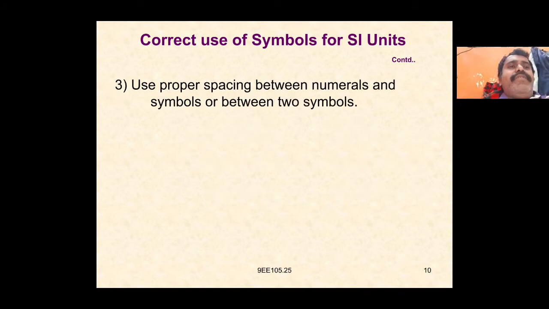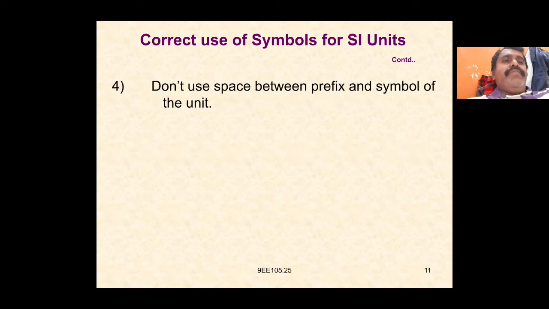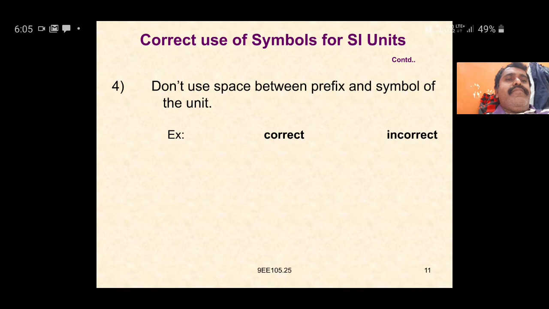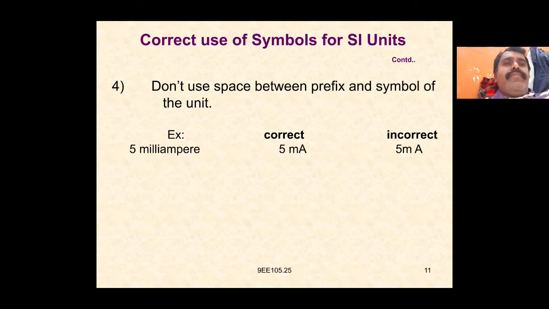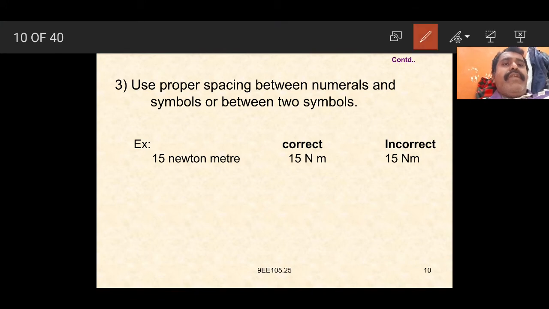Use proper spacing between numerals and symbols or between two symbols. Example, 15 newton meter, written without a gap, is incorrect. So we have to give the gap between them, or we can write it as 15 newton meter. It is also correct.